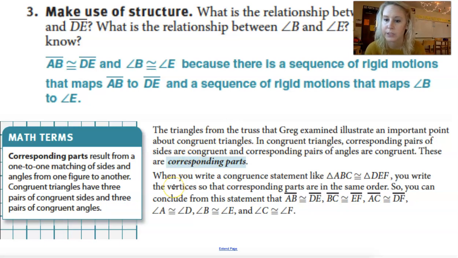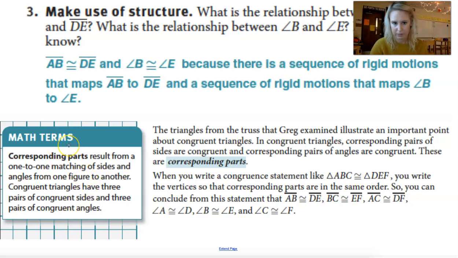When you write a congruent statement, for example, like triangle ABC is congruent to triangle DEF, you write the vertices so that the corresponding parts are in the same order. I kind of talked about that. So from that statement, it's revisiting what I just talked about. The first two letters are equal to the first two letters. The last two letters are equal to the last two letters, okay? So a congruent statement tells you 6 pieces of information. It tells you the 3 sides that are equal, and then it tells you the 3 angles that are equal.